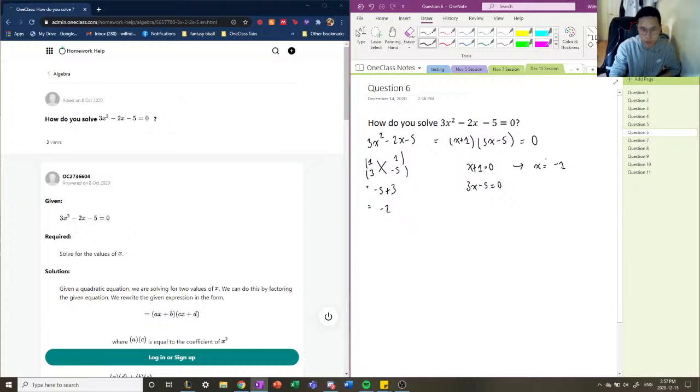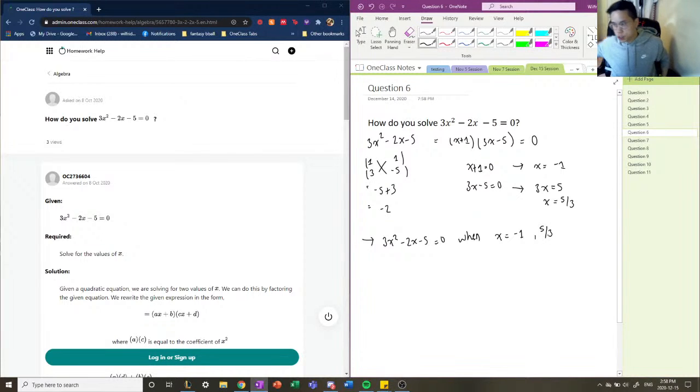So when x equals negative 1, this equals 0. And if this equals 0, anything multiplied by 0 is 0. All right, the second one is going to be 3x equals 5 and x equals 5 over 3. So when x equals 5 over 3, this equals 0, and anything times 0 is equal to 0. So 3x squared minus 2x minus 5 equals 0 when x equals negative 1 or 5 over 3.